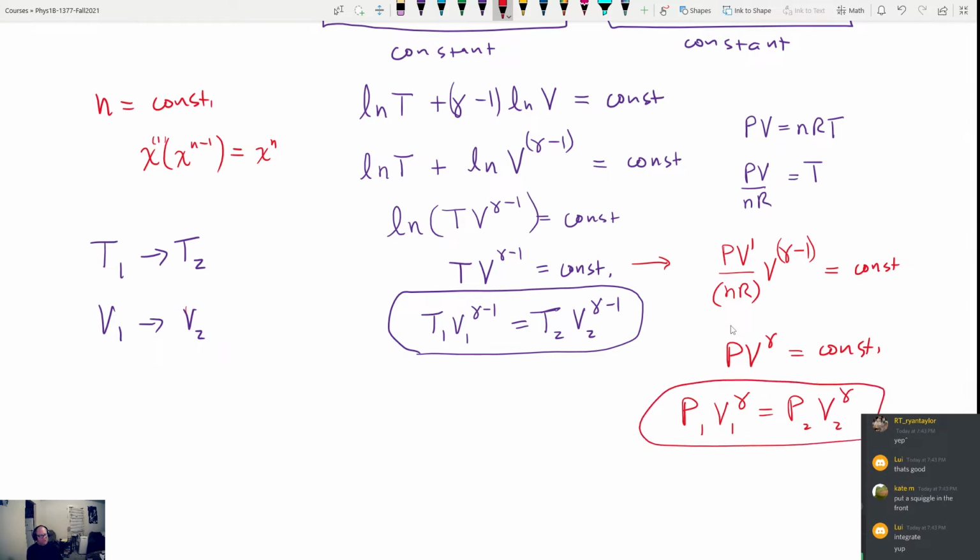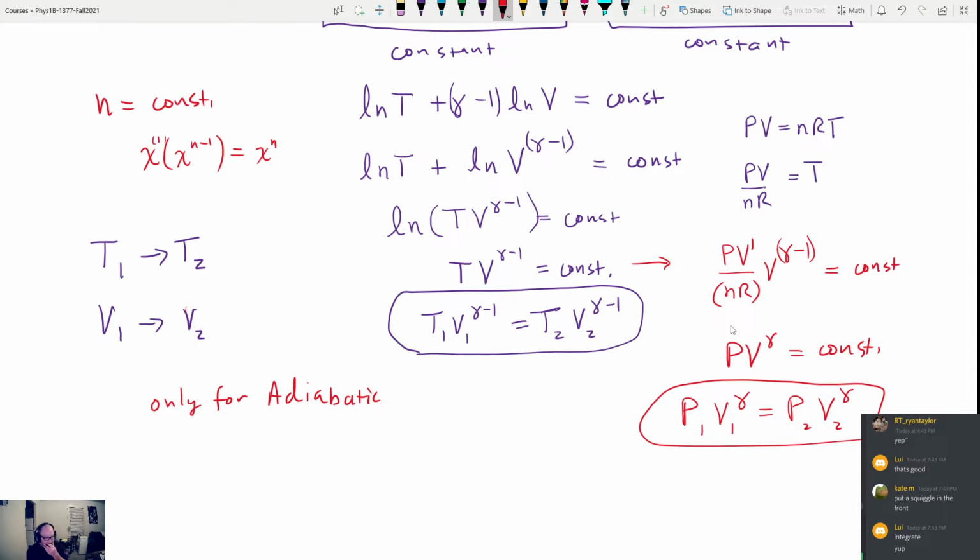Another pretty handy relationship. Now, something to keep in mind, just to remind you what we're doing here. These are only going to work for... What type of process are we talking about here? Adiabatic, that's right. This is only going to work for adiabatic processes, okay? But it works for those.